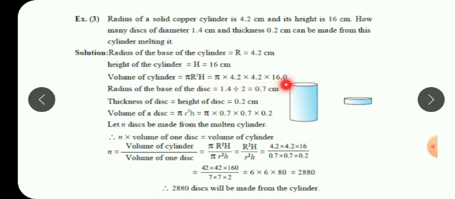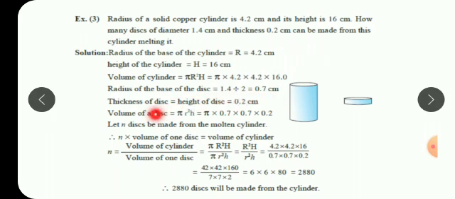Here we will keep this term as it is. And now we will see the radius of the base of the disc, because for the disc the diameter is given as 1.4 centimeter and thickness is 0.2 centimeter. So what will the radius of the base of the disc be? If the diameter is given as 1.4, the radius will be 1.4 divided by 2, that is 0.7 centimeter.